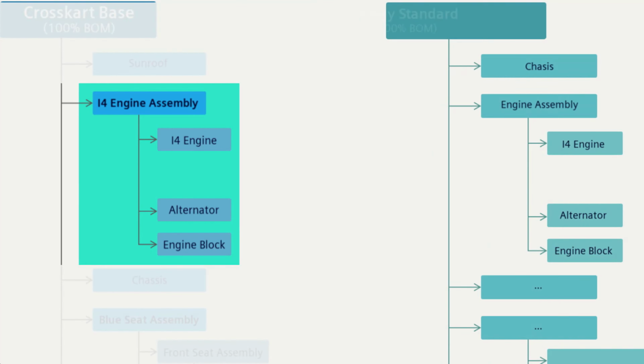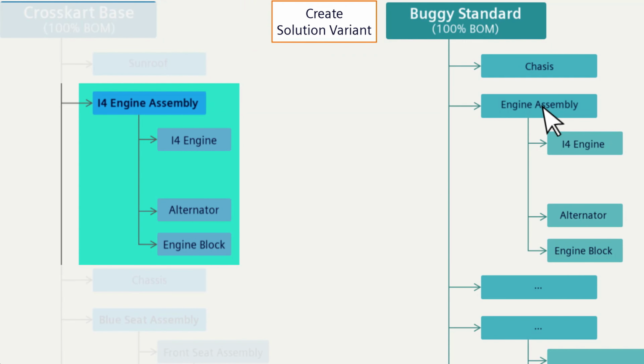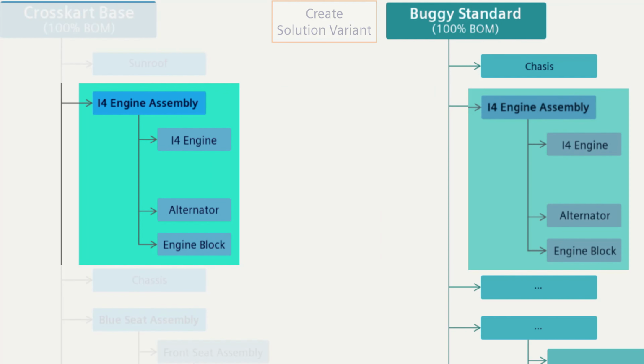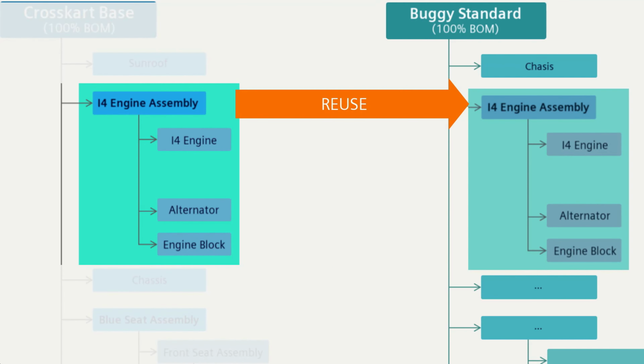When you create a solution variant of the engine assembly for the standard variant, instead of creating a new solution variant, the one that was already created for Crosscard base is reused.